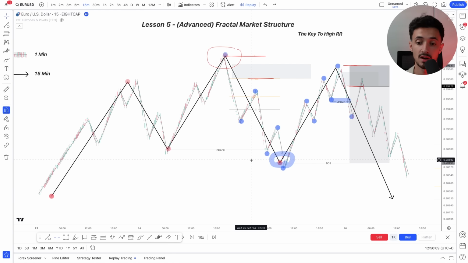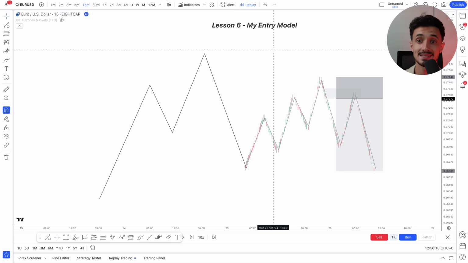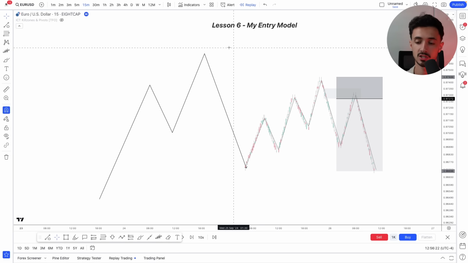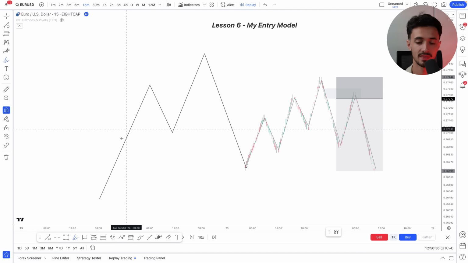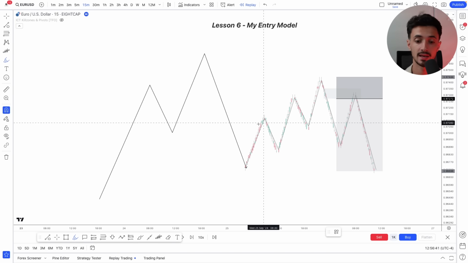So that's lesson 5. Lesson 6 is my entry model. We've already just covered it, but I wanted to use this example because it's a lot cleaner and easier to understand. If you were a little bit lost toward the end of lesson 5, this will just make it very simple. Again, in black, that's the 15 minute. In red and green is the 1 minute.